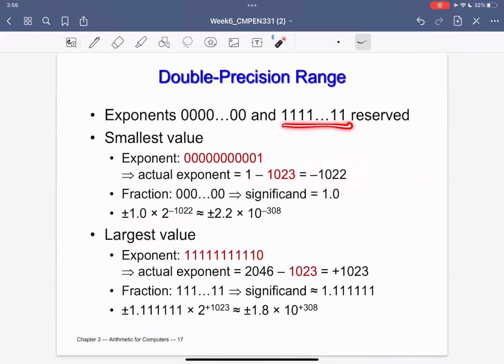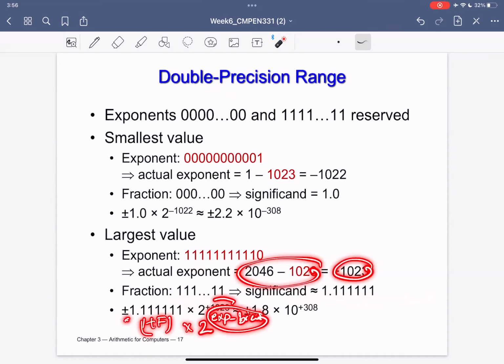Again, I can take all ones, except the very last as 0. So that number is 2046, minus the bias, giving me that number. The largest fraction that I can get is all ones again. And then the significand is 1 plus that, so 1.1111 all the way till the very end. So it will be plus or minus 1 plus the fraction multiplied by 2 to the power of exponent minus bias. And the exponent minus bias is this number here.